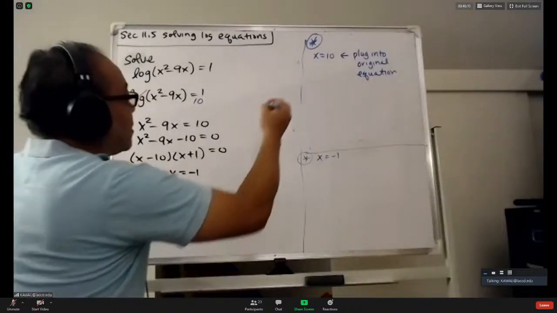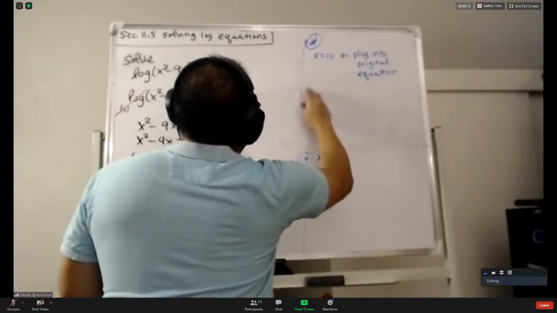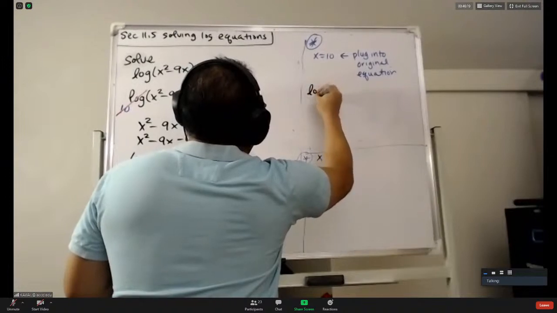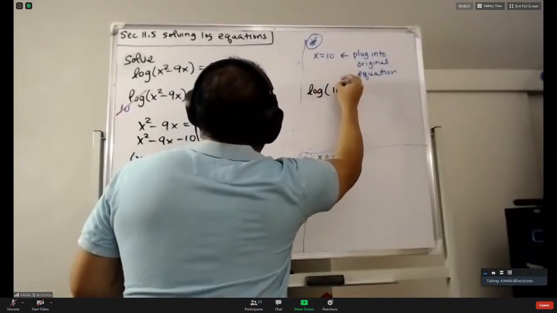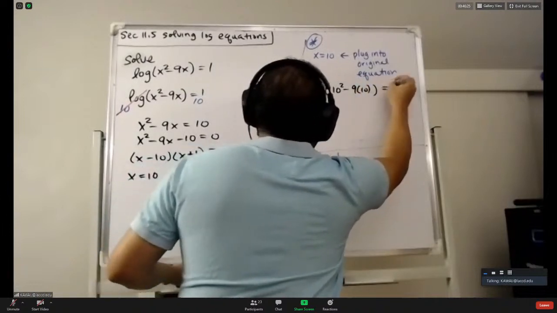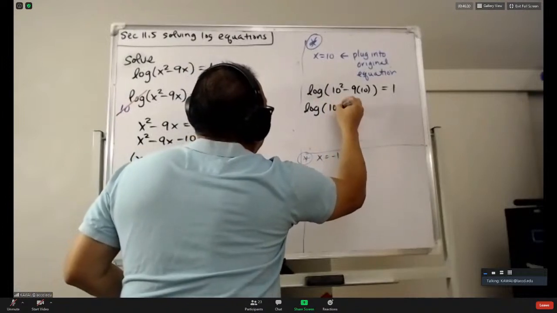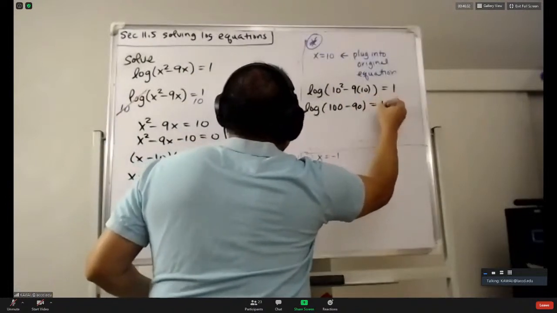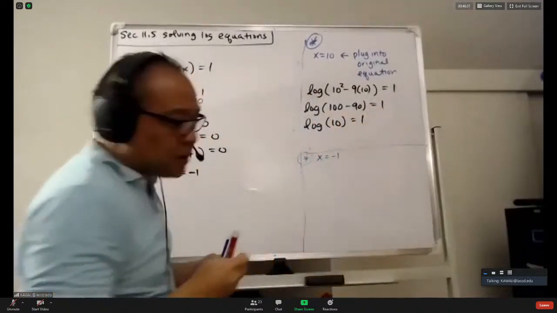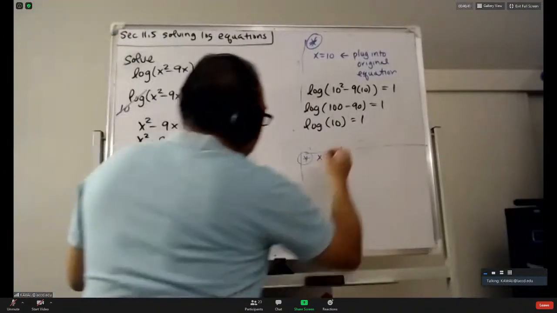So let's look at this. I have log 10 squared minus 9 times 10 is equal to 1. Log 100 minus 90 is equal to 1. Log 10 is equal to 1. And as long as this is positive, not negative, not 0, that's good.